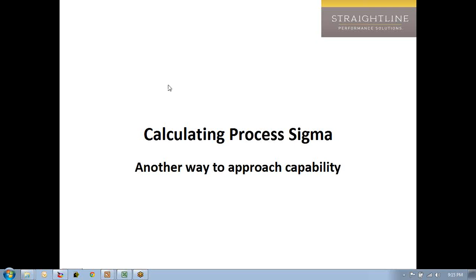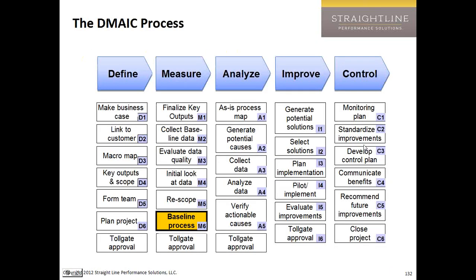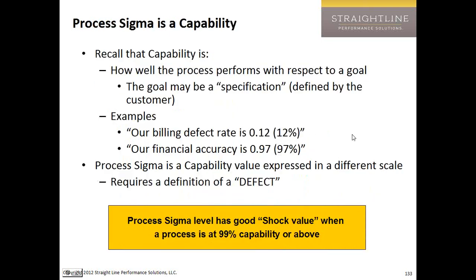So anyway, process sigma is yet another way of looking at process capability. I think if we look at it that way, we'll be in good shape. It has some good points and some bad points, and I think we'll touch upon those as we go through. Here's where you mostly use your calculations for process sigma: in baselining the process, but you also can use it at the end to show the improvement. And again, it's a capability.